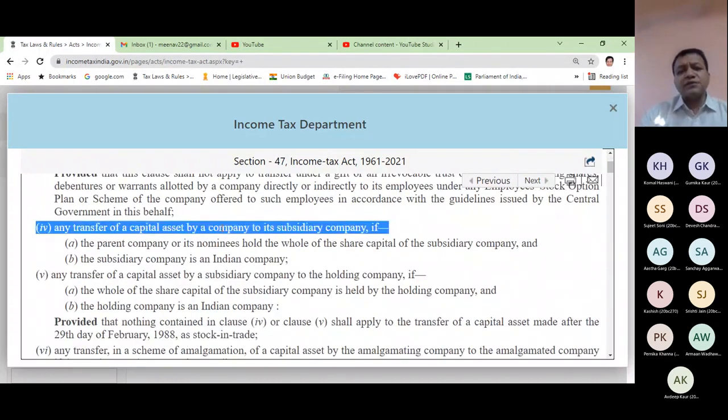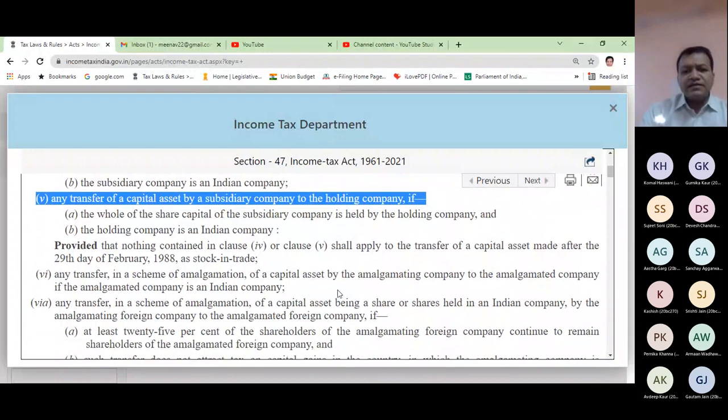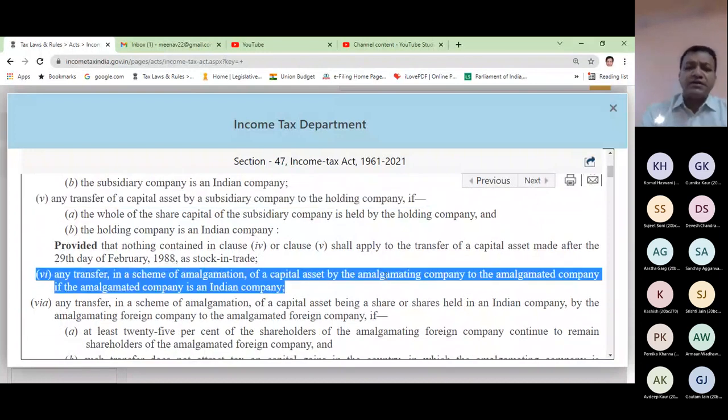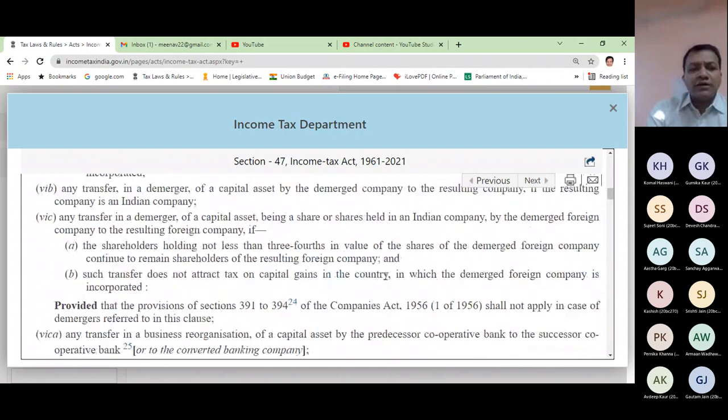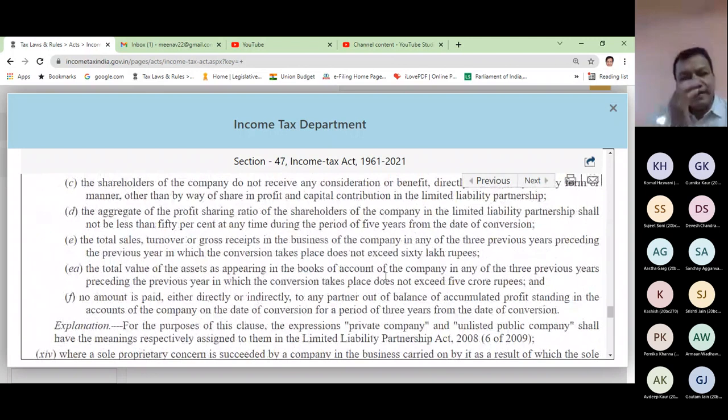Whenever a holding company transfers assets to the subsidiary companies, the transferor who will earn the income is not supposed to pay any tax on capital gain. Whenever a subsidiary company transfers anything to the holding company, then there is no need to compute income under the capital gain. In a scheme of amalgamation, when an amalgamating company transfers assets to the amalgamated company, no need to compute capital gain tax. In fact, no need to compute income under the capital gains. So I have given you some idea about the transactions which are not treated as transfer.